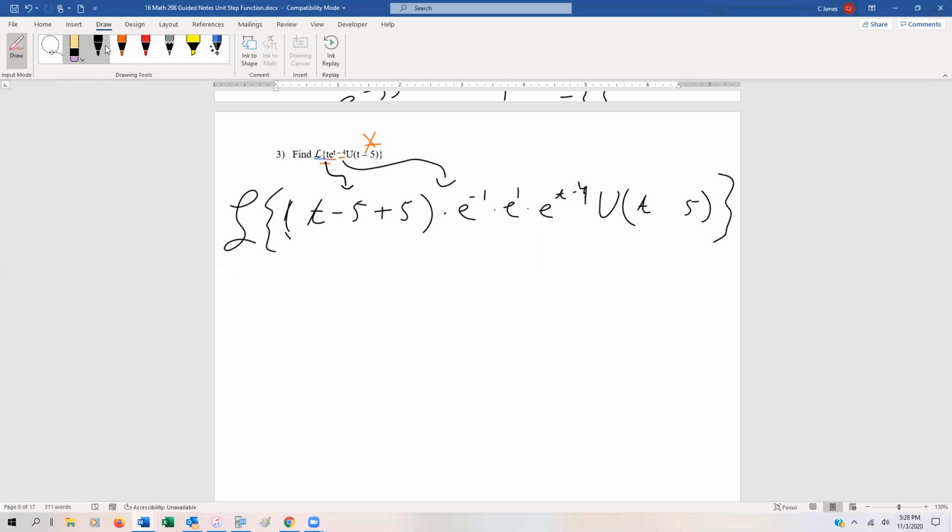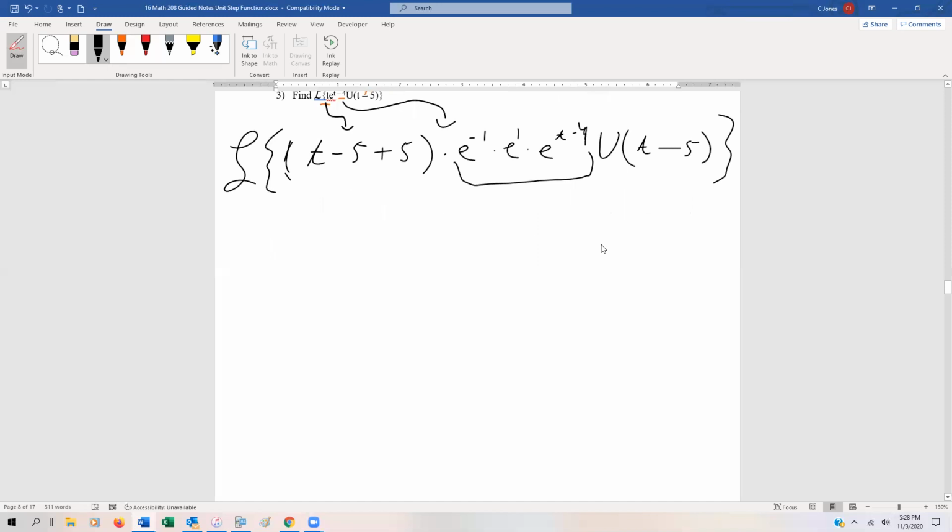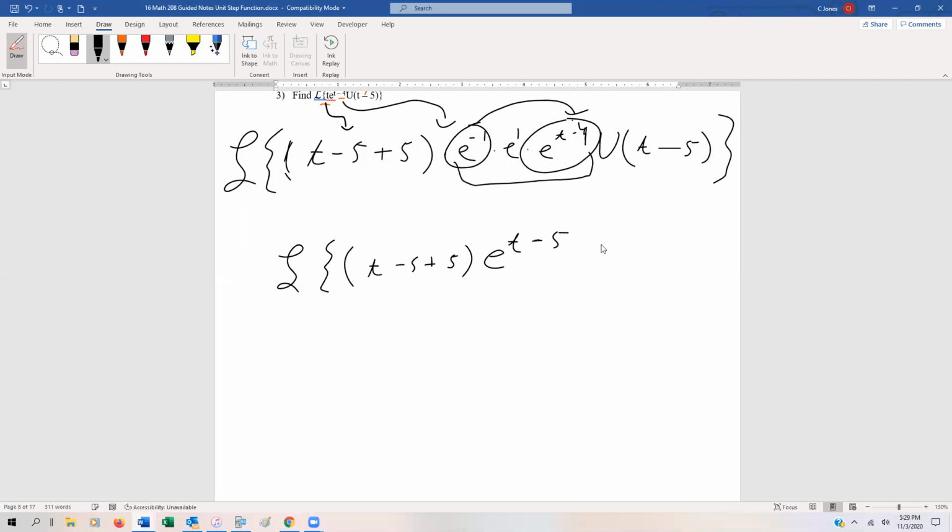All right, so now let's just pick on this e for a moment, all these e's. All right, and let's just ignore the t minus 5 there. So if we do that, we still have our Laplace. We have t minus 5 plus 5, so I'm not operating on that. I'm going to combine this and this. And what we could do is we could just add the exponents together. So that's going to be e to the t minus 5. And so we're good with that one now. What about this e to the first? It's a constant. Let's pull it on the outside.